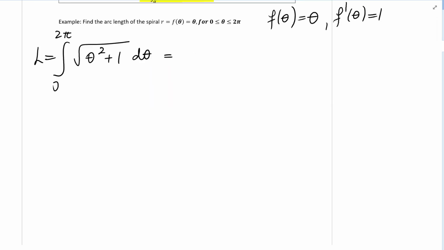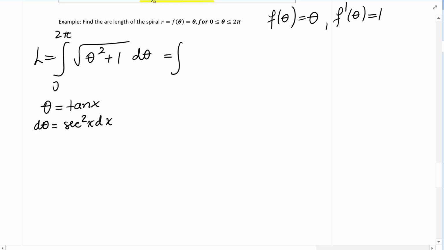So let's calculate the integral. What we'll do is use trigonometric substitution. Instead of theta, we are going to use tangent of x, so d theta equals secant squared of x dx. The integral becomes, I'm going to leave the limits of integration for now, the integral of square root of tangent squared of x plus 1 times secant squared of x dx.